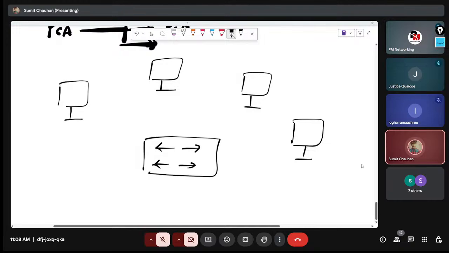Diagrammatical representation. Because let's suppose you completed your CCNA, then you joined a company, and you are handling their network. So the network is already designed and implemented.